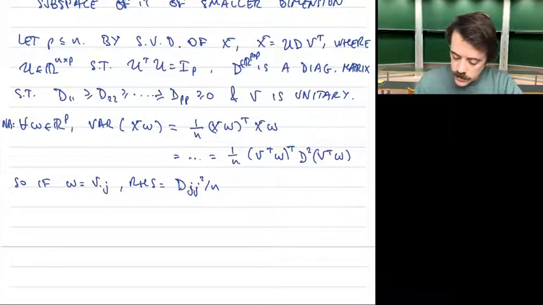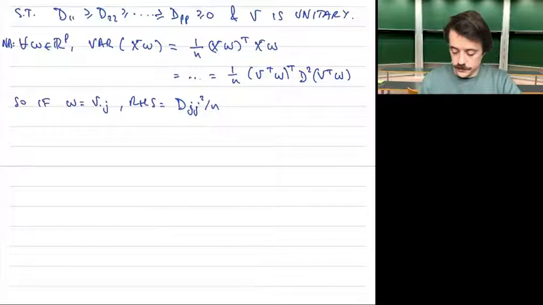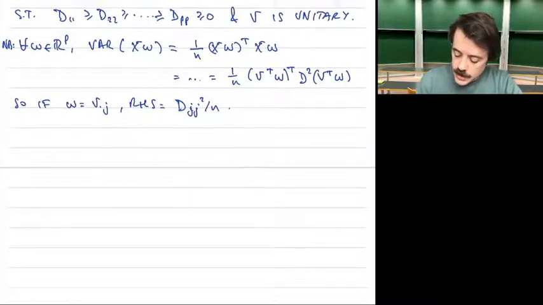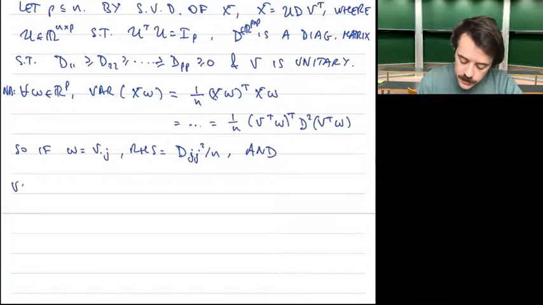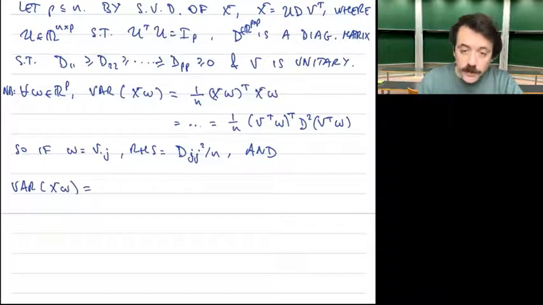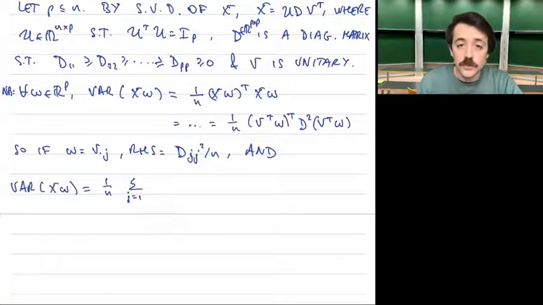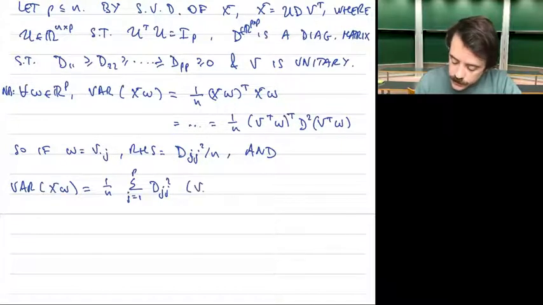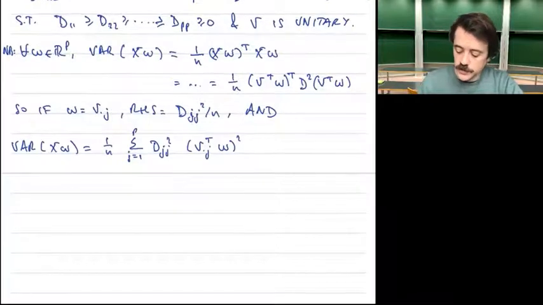Okay, so if this happens, the variance of xw, which we can write as follows, is the sum from j equal 1 to p of d_jj squared times the jth column of v times w, squared. So we have this sum of non-negative terms.